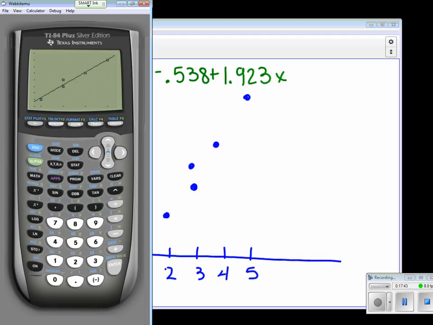Are you noticing we have some positive and some negative residuals here? Do you recognize that this point above the line should have a positive residual? Any point below the line should have negative residuals. Let's go ahead and find the actual residuals because you're going to have to do this too.